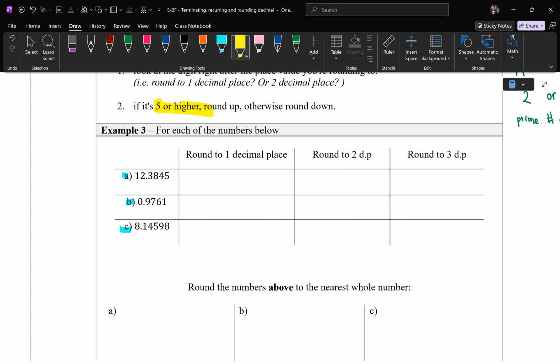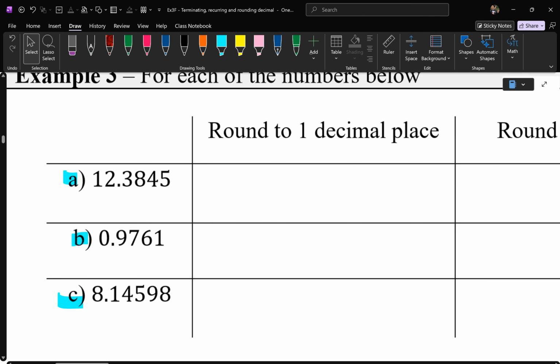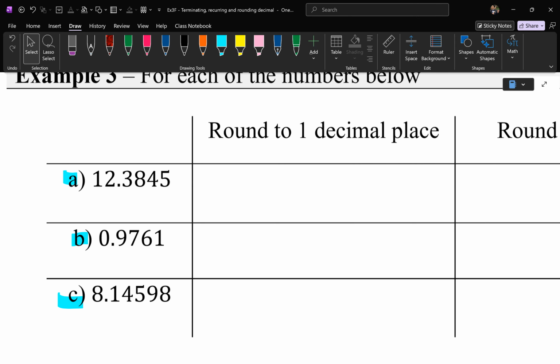Here we go, 12.3845. Let's round to first decimal place. So when we say round this to the first decimal place, what they mean is right after the decimal point, pick the first digit. If I pick the first digit, I have 12.3. Now, if I round this up, I can get 12.4. Now the question is, this is 1 decimal place. That's true. But do I write 12.3 or do I write 12.4? It depends on the next digit.